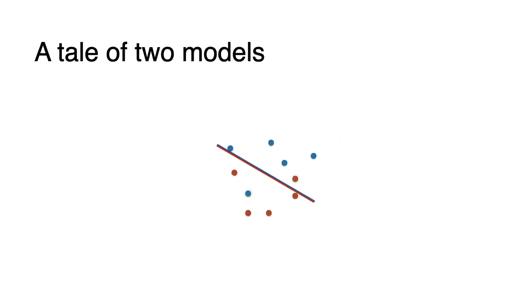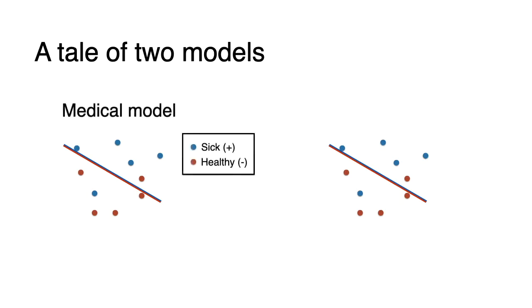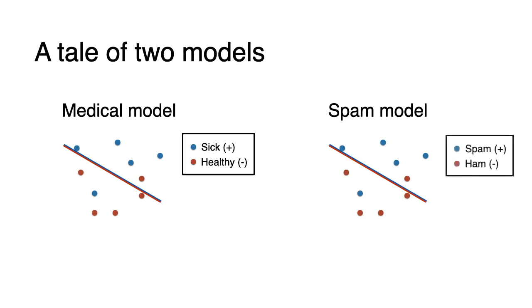Now let's actually think of these two different examples for the same type of model. The model on the left will be a medical model where the positive points are the sick patients and the negative points are the healthy ones. And the model on the right will be a spam detection model where the positive points are the spam messages and the negative points are the good messages or non-spam, also called ham. Now we can see what the false positives and negatives look like in each model.